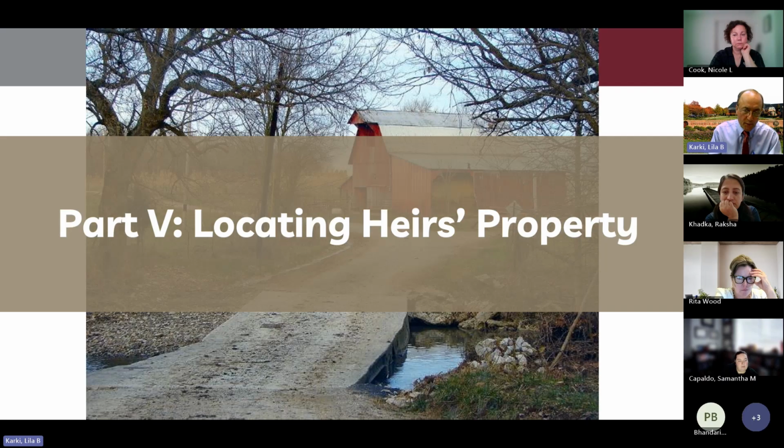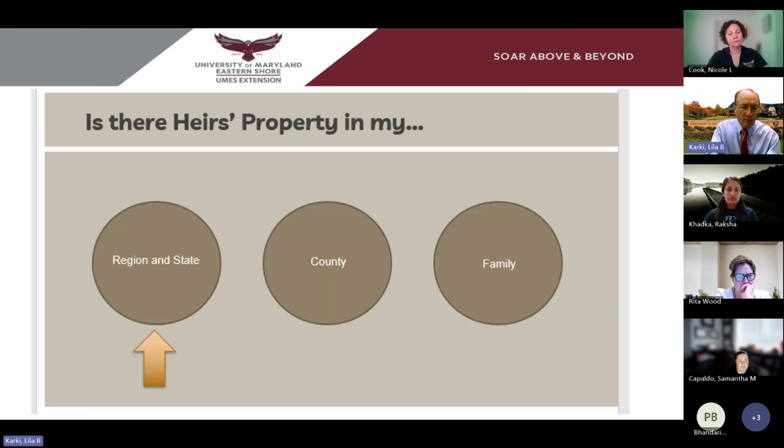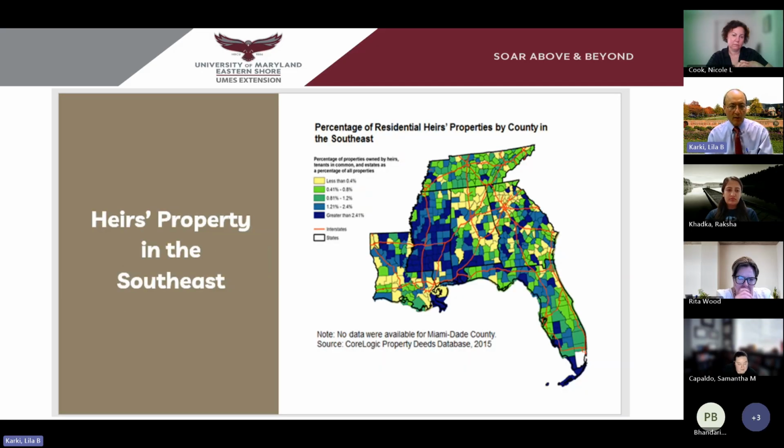And locating heirs property, I am almost at the end, and then we'll have a discussion. From the locating heirs property perspective, it has been reported in three ways. One is regional and state level, the second is county level, and the third one is the family level. And when we talk about the region and state level, you can see this picture.